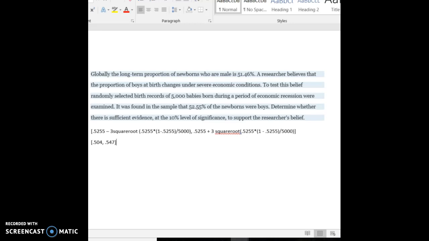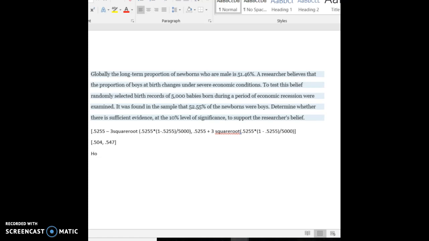Now, first, we need to make sure this is a large sample so that we can use our z-score calculations. All right, so if we put in the 52.55% as a decimal into our little formula, 0.5255 minus 3 times the square root of 0.5255 times 1 minus 0.5255 divided by 5,000, and of course the plus version of that, we get values that are between 0 and 1, as they should be in order to use our z-score calculations. Okay, so let's now list our hypotheses.